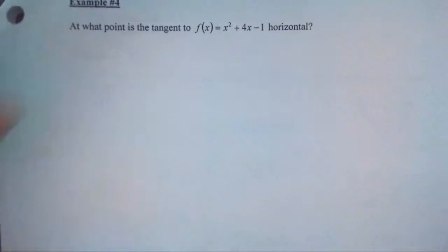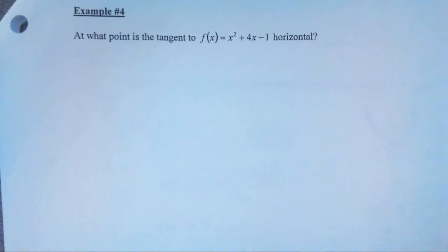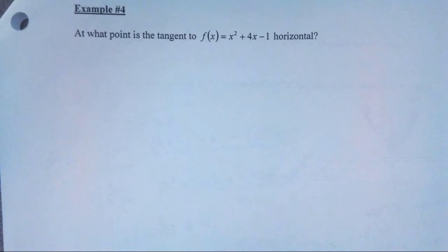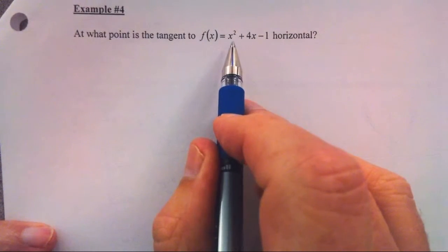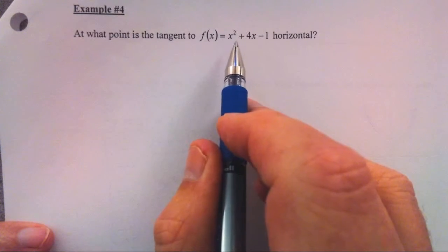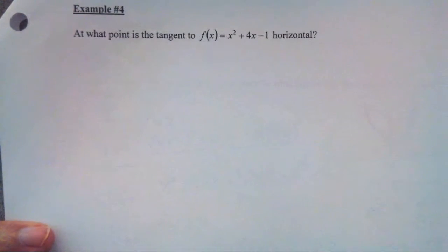All right. This is a good one. At what point is the tangent to this horizontal? Well, holy smokes. This thing's just a parabola. When is the tangent line horizontal? At the vertex, right? What's the easiest way to find the vertex from a quadratic equation? Not using the quadratic formula, but from a quadratic equation. Anybody remember the shortcut? It uses a's, b's, and or c's. Anybody?